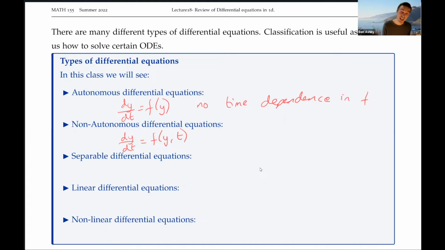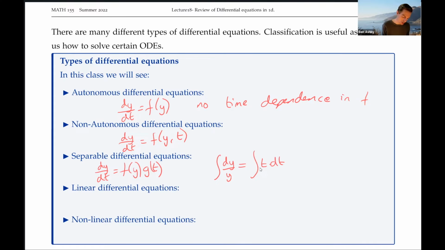So this is a non-autonomous differential equation, and the first example is an autonomous one where there is no time dependence in f. We see that differential equations are separable if we can write dy/dt = f(y) g(t), because then we can separate these out and integrate them. This has solution given by the integral of dy over f(y) equal to the integral of g(t) with respect to t. So this is an example of a separable differential equation.